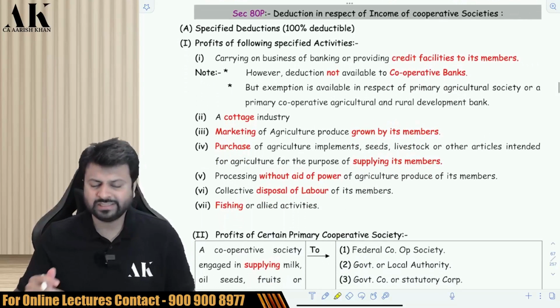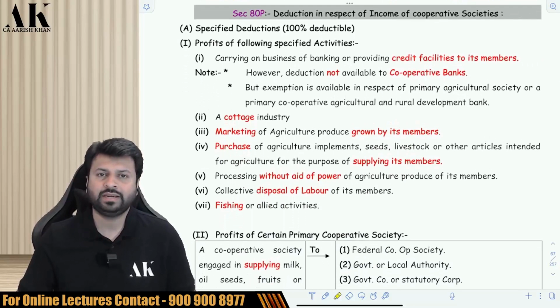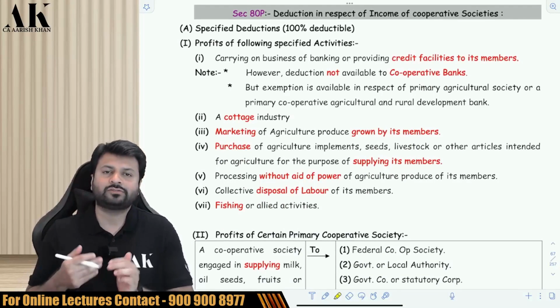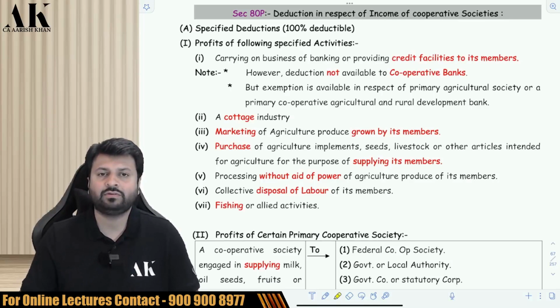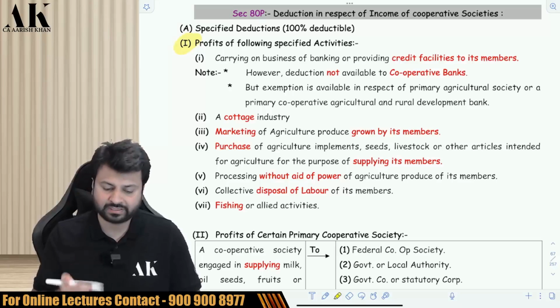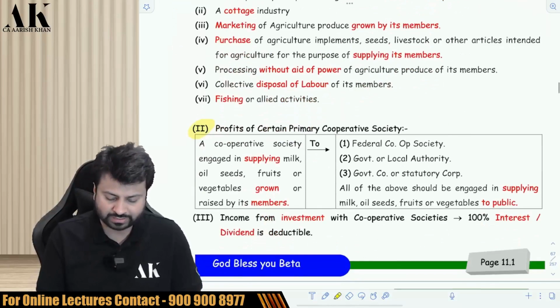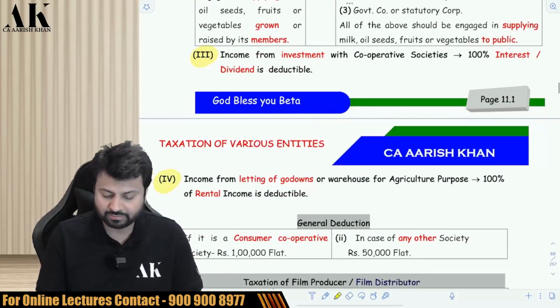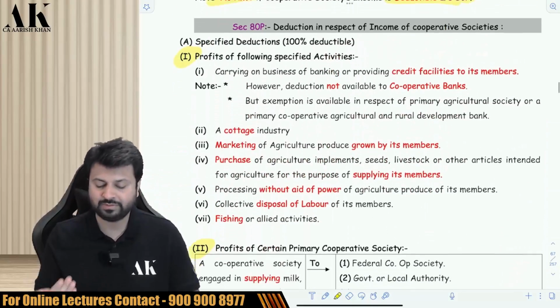Now, this small topic is about only 80P, 80P and 80P. Under 80P, if a cooperative society is engaged in certain activities, they are entitled to 100% deduction of their profits under Chapter VI-A. Now, what are those activities? There are 4 activities in which there are further sub-activities: activity number 1, activity number 2, activity number 3 and activity number 4. These are the 4 main activities in which there might be some sub-activities.